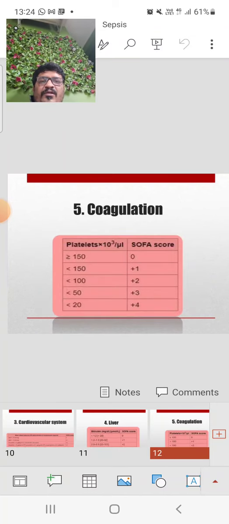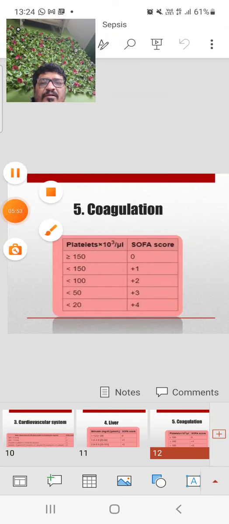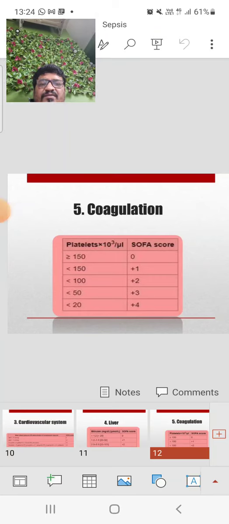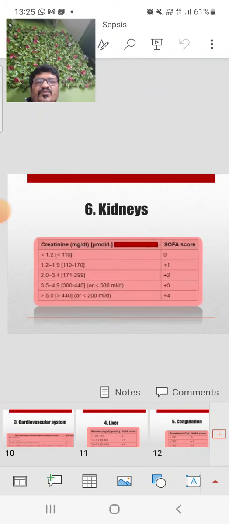Okay. In case of coagulation, the platelet count in SOFA scoring. If it is more than 150, then the score is 0. If it is less than 150, then the score is +1. Less than 100, then the score is +2. If it is less than 50, then it is +3. And if it is less than 20, then the score is +4.